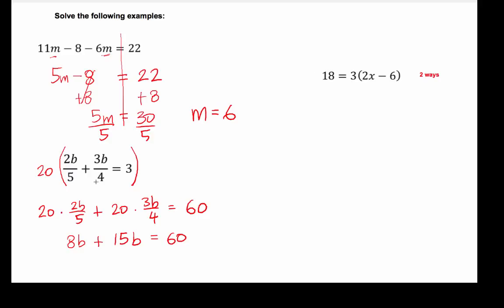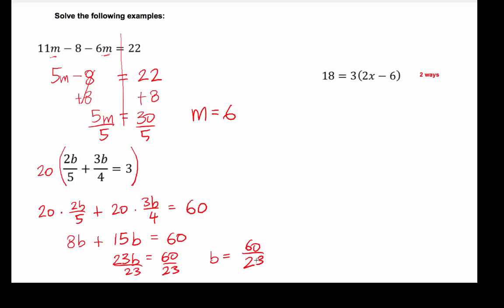Again, find the least common multiple of the two denominators, 20. Multiply the whole equation by 20, and that wipes out your fractions, and now we're left with an equation that has no fractions. Combine like terms on the left side. Divide by 23, and we get b equals 60 over 23 again.